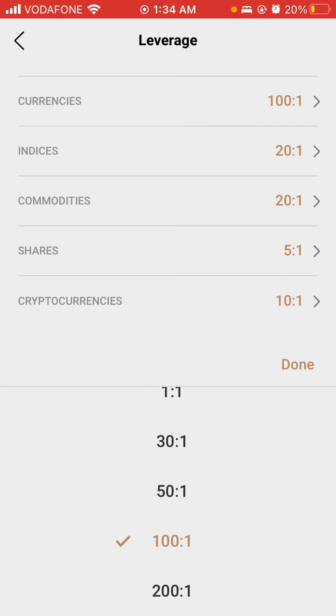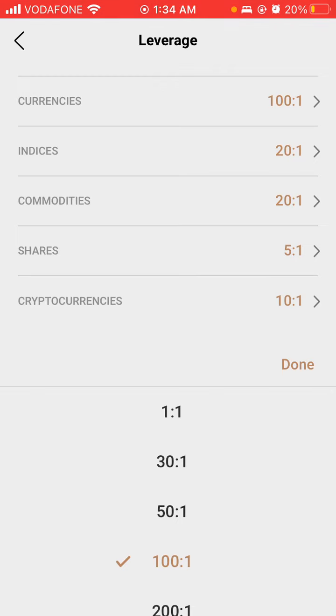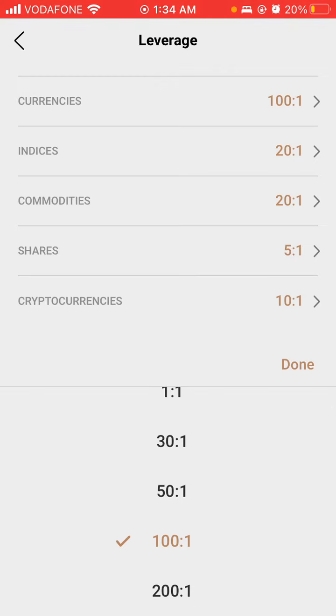So for currencies, we have a leverage size from 1 to 1 up to 200 to 1. Actually, why I left it on 100 to 1 is because the live account only has a maximum of 100 to 1. So that's why I left it here. Whatever you're doing on the demo account is literally what you plan on doing on the live account. So I can't be trading 200 to 1 when, in the live account, I can't trade up to that. I just want to do something that's within my reach.